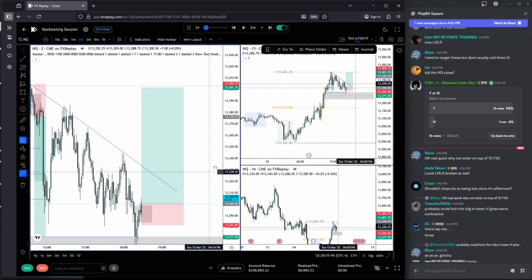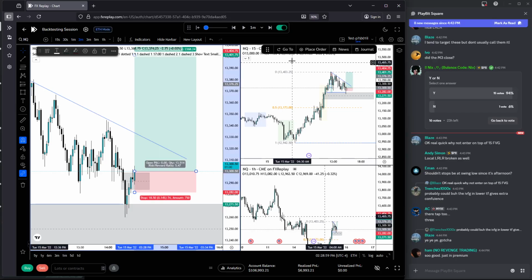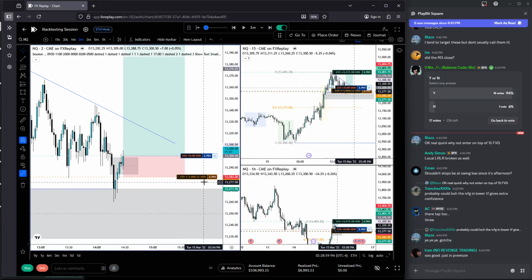Imagine I yap all of this and it instantly loses in the next candle. That would be funny. I probably just jinxed myself there, but whatever.